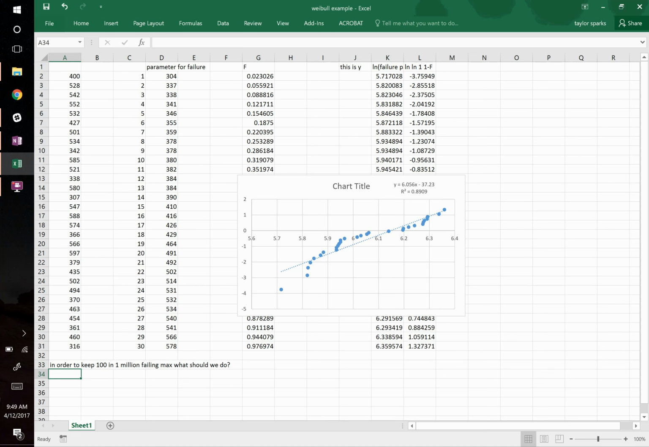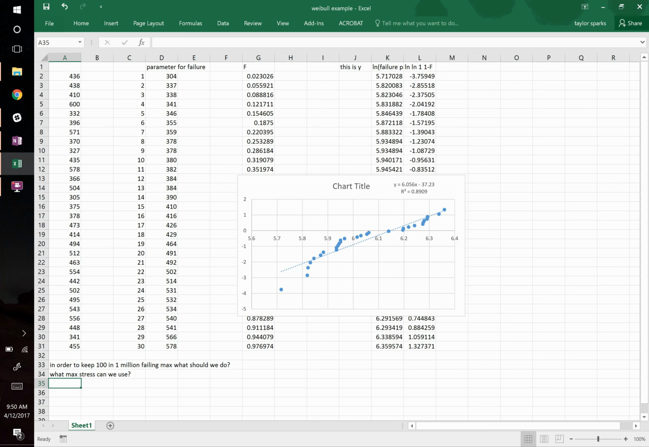Or in other words, what stress should I never take this thing above if I never want more than 100 in a million to fail? What's that? The failure stress? Yeah, I'm asking you to solve for a failure stress. I mean, when you simply do this, you wouldn't want your probability that the stress pops out.